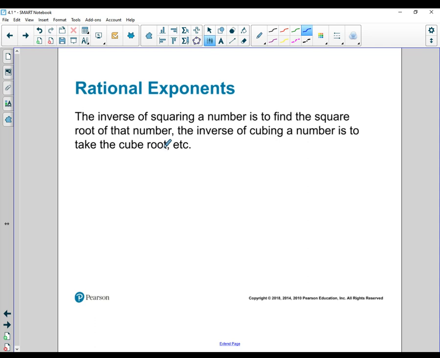So, for example, the inverse of squaring a number is to find the square root of that number. And the inverse of cubing a number is to take the cube root, etc., right? If we did the fourth power of a number, we would take the fourth root to undo that. We know that the square root undoes the square, the cube root undoes a cube.